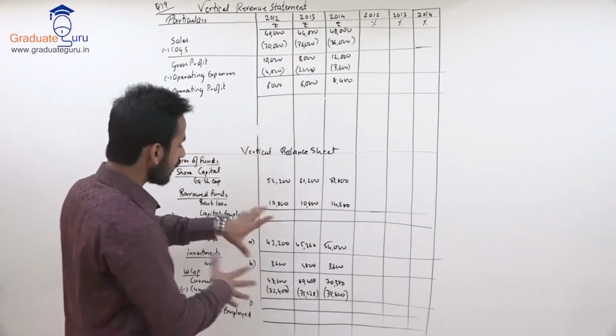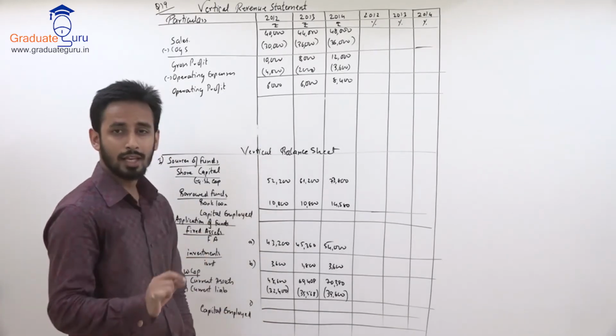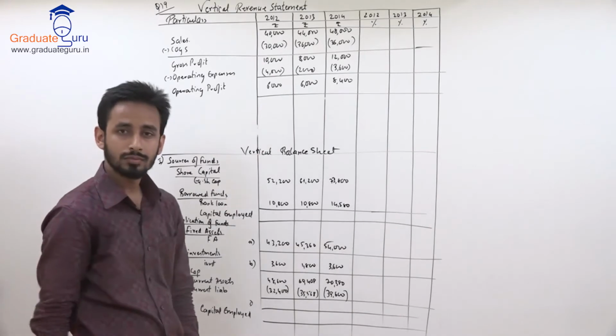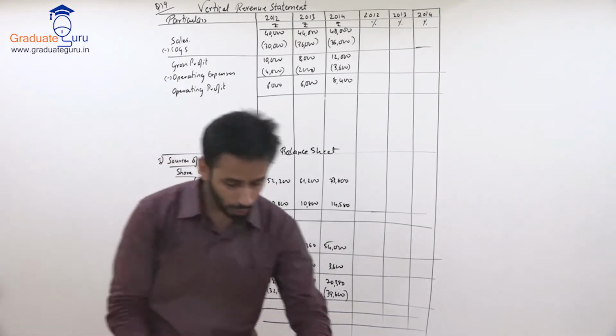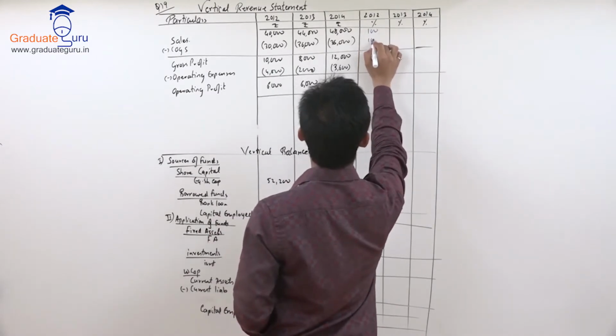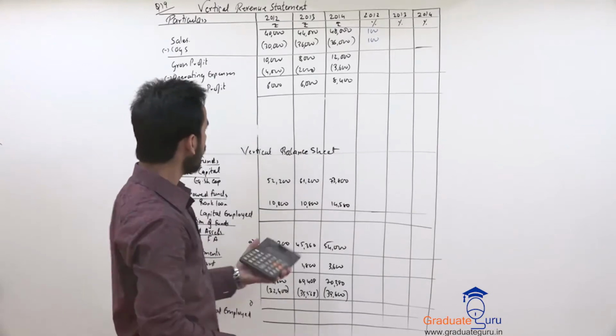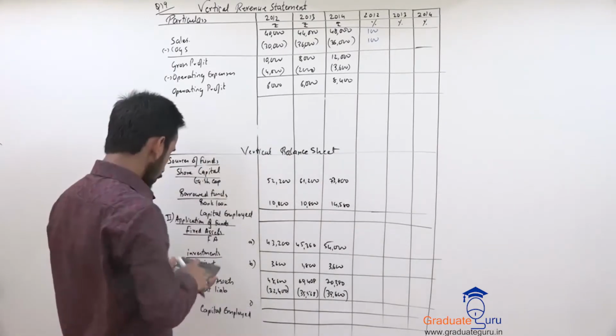I've just copied it from there and pasted it. Now what are we going to do? We'll just take the calcs, do the calculations, take out the percentage, and you're done. Clear? Chalo, take the calcs. This is the base, as usual, 100%. Right, 100%. We'll do the calculation part first.